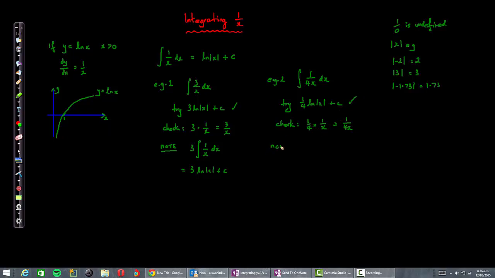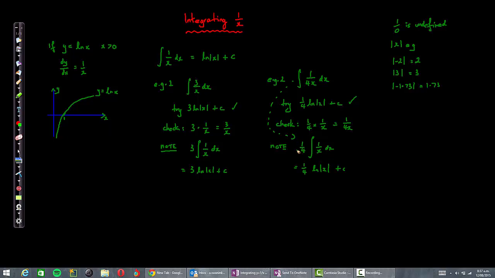So once again, note that if we had decided to take the quarter out the front of our original question, so going from here down to here for now, this is going to be a quarter times 1 over x. Multiply those two together, you get this 1 over 4x. And we can use the basic result more directly once again. So it'd be a quarter natural log absolute value of x plus c.